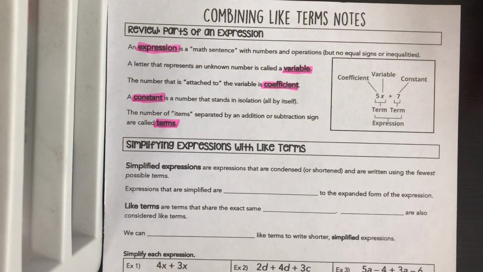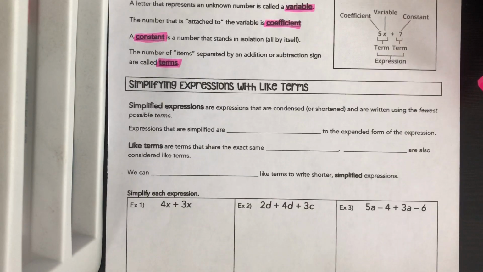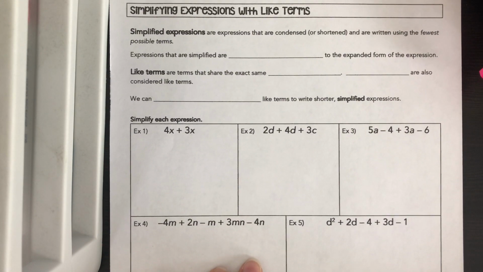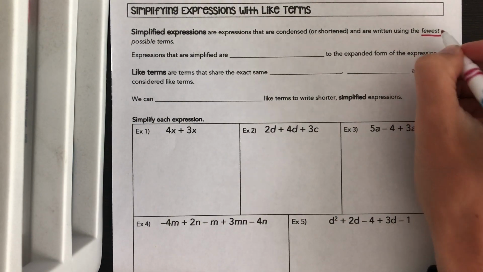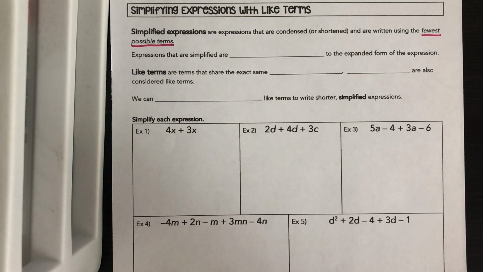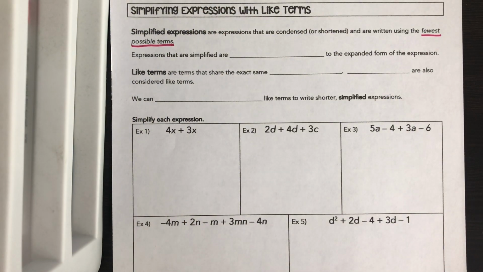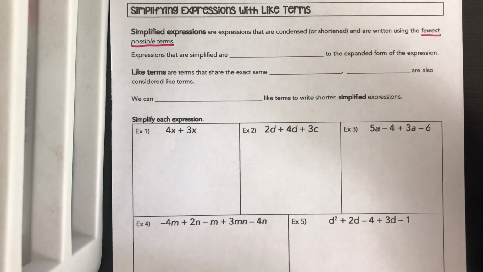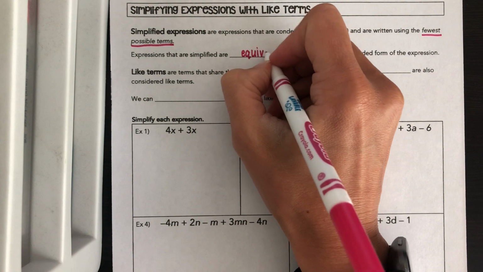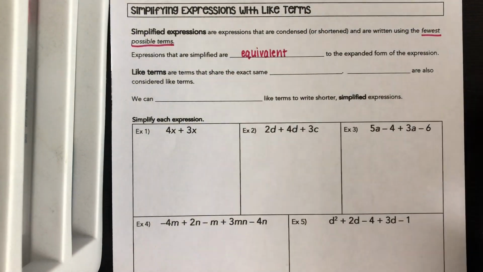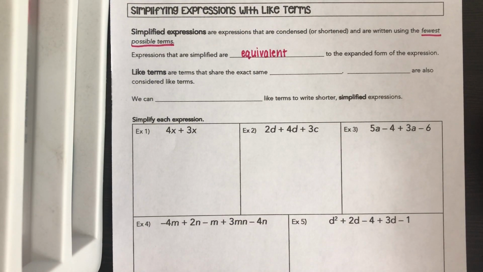So now that we've got a good review on that vocabulary, let's take a look at what it means to simplify an expression and how we are going to simplify expressions that have like terms. So simplified expressions are expressions that are condensed or shortened, and they're written using the fewest possible terms, and that's our key there. We want to shorten those expressions, so we're using the fewest possible terms. So expressions that are simplified are always equivalent to the expanded form of that expression.